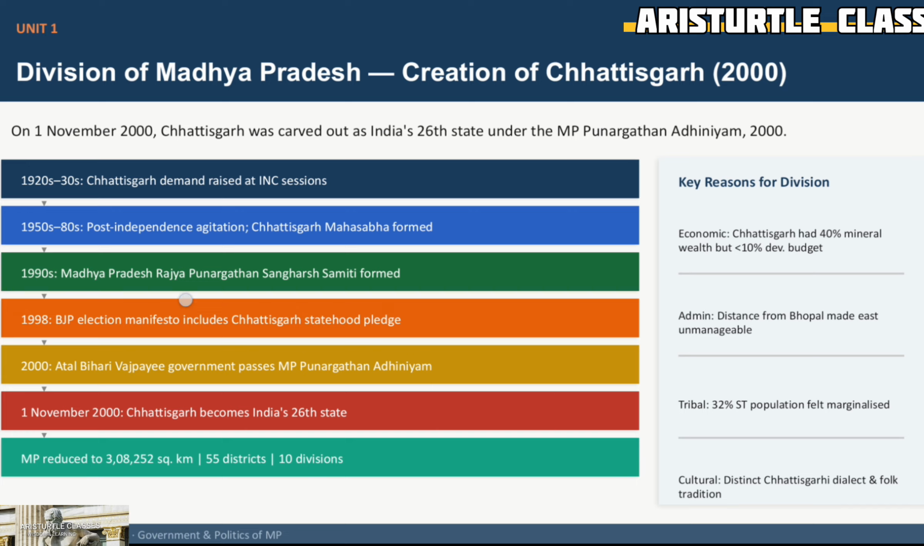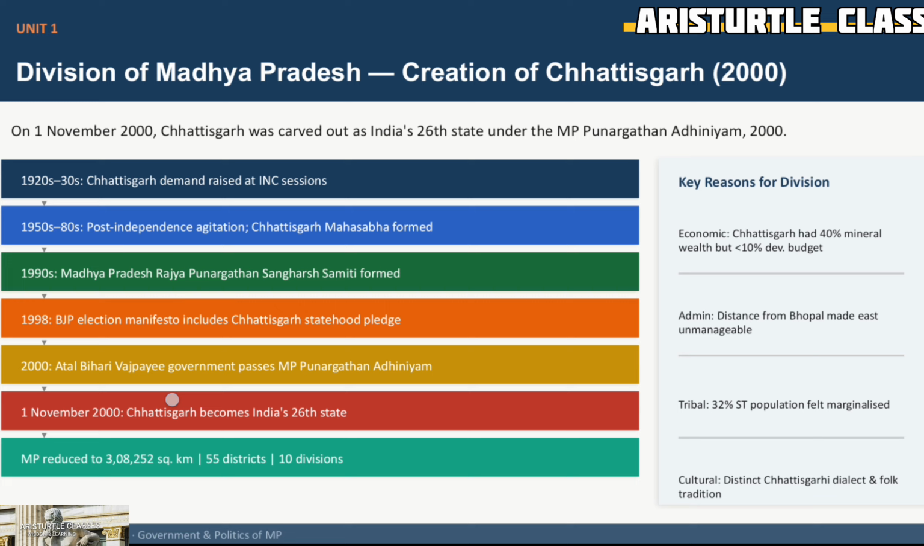And in the 1990s, there was the Madhya Pradesh Rajya Punargathan Sangharsh Samiti, and then BJP included the Chhattisgarh statehood pledge in its election manifesto, and Atal Bihari Vajpayee, the then Prime Minister of India, in 2000, gave the MP Punargathan Adhiniyam. And on 1st November 2000, Chhattisgarh became India's 26th state, separating from Madhya Pradesh.